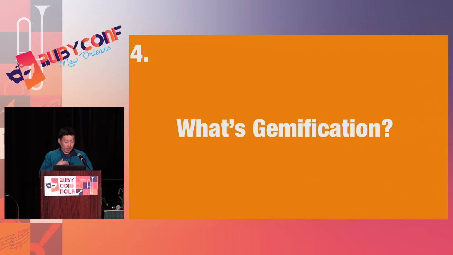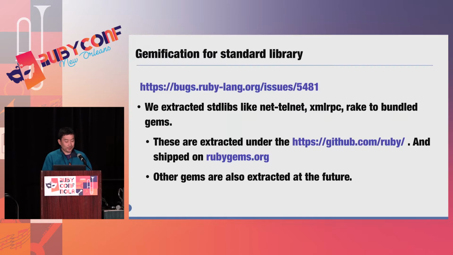So I will talk about gemification. The original proposal was issued six years ago. Currently, we can get standard libraries like net-telnet, rake, minitest, test-unit, and others via bundled gems. So these can be released independently of the Ruby release cycle. We changed the standard library to normal, regular gems using the default gems and bundled gems mechanisms. I call this process gemification.